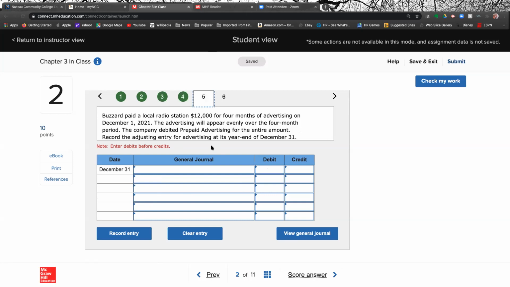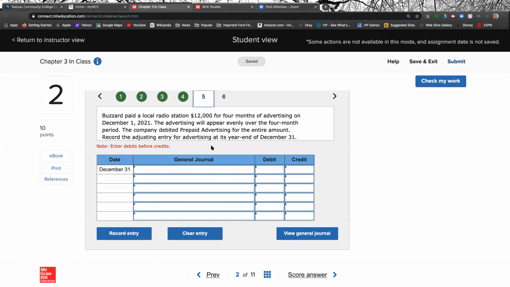Okay. Number 5, advertising. Now remember, this is a bicycle shop and they are buying advertising. So this isn't the company that's selling the advertising. This is the company that's buying the advertising. If I prepay for advertising, it's an asset, right? Like prepaid insurance, prepaid rent, prepaid advertising. It's the same idea. Buzzard paid a local radio station $12,000 for 4 months of advertising on December 1st.